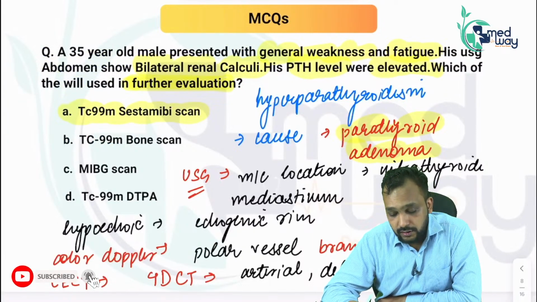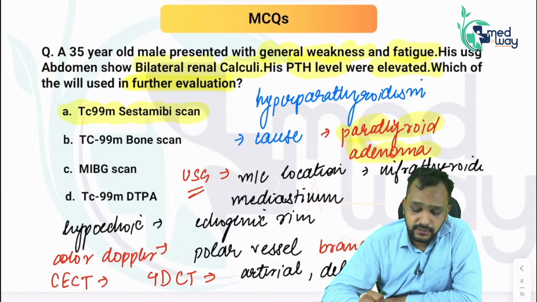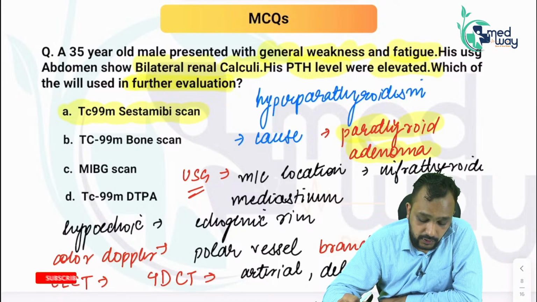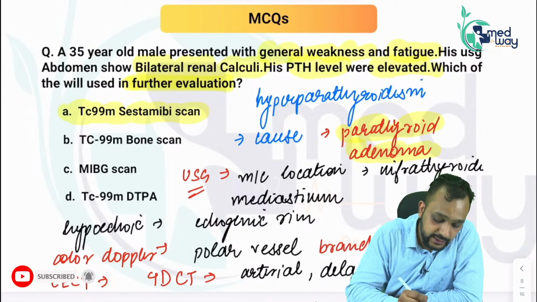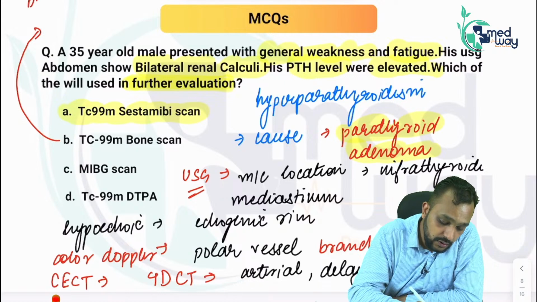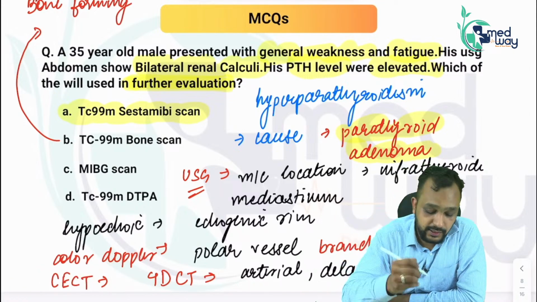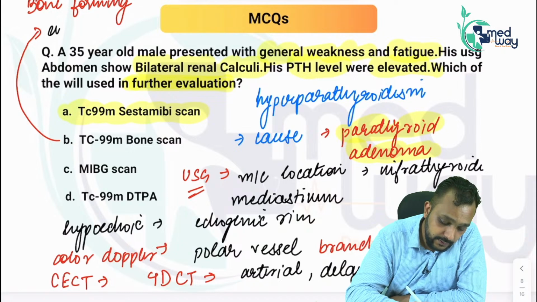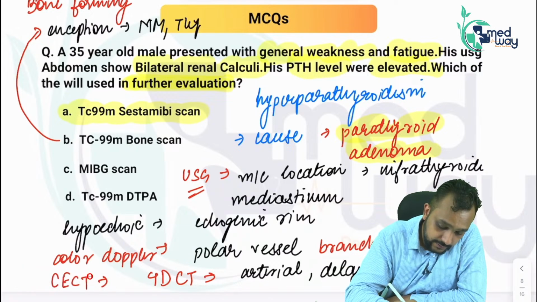So nowadays a lot of questions are asked from nuclear medicine. So just read all the important points. Okay, which scan is used for what, like your technetium bone scan, right? So it is basically used for bone tumors. All bone forming lesions are going to show increased uptake on technetium bone scan. You should know the exception. Exception is multiple myeloma and thyroid mets.